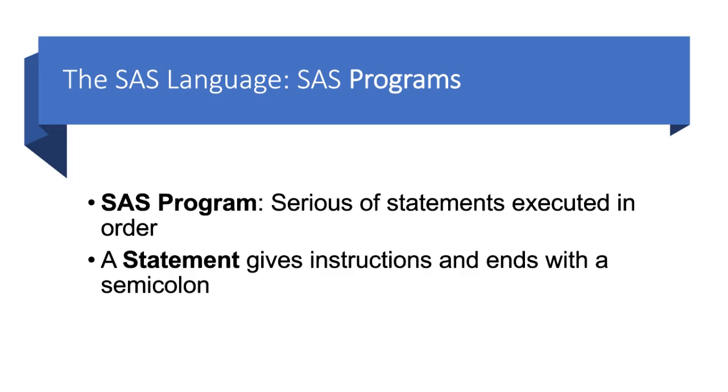Okay, so let's start off from the very beginning. What is a SAS program? A SAS program, put simply, is a series of statements that are executed in order. So yes, as you start coding, you will realize that it does matter which statement goes where in your program. And what is a statement? A statement is an instruction for SAS, and it always ends with a semicolon.